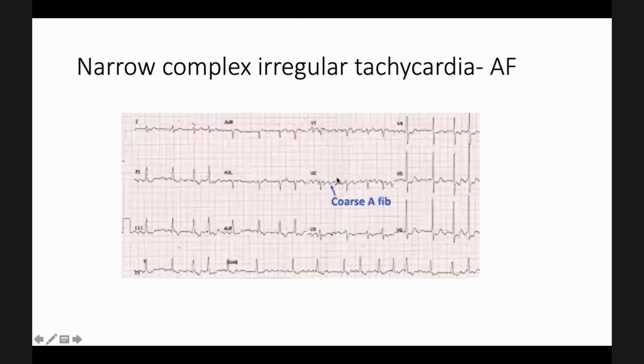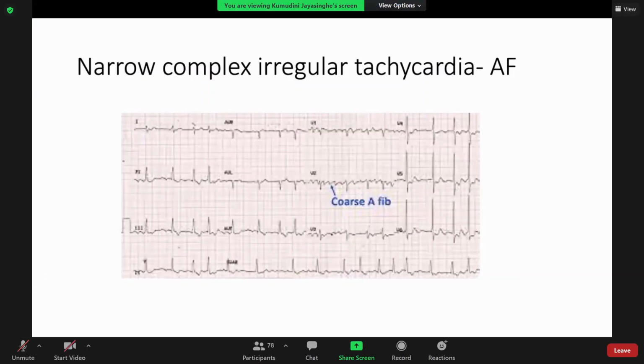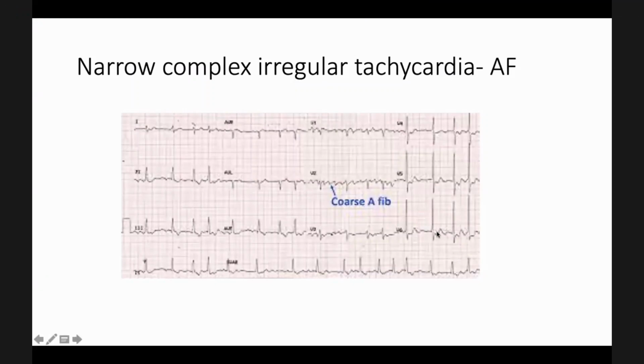Then, this is not very clear, but I think you can see this is a narrow complex irregular tachycardia, that is atrial fibrillation. So what are the features of atrial fibrillation in the ECG? How do you diagnose atrial fibrillation? I think I have told the previous group. If anyone from the previous group can tell about those features. I told you all 4 features of how to diagnose atrial fibrillation in the ECG. Anyone?